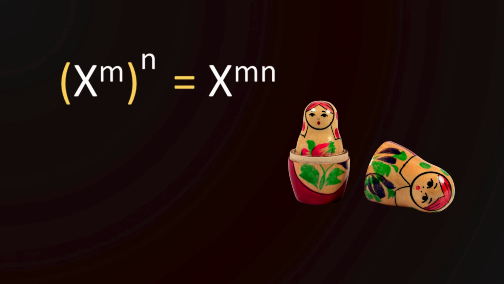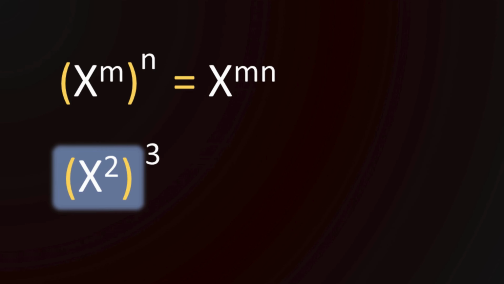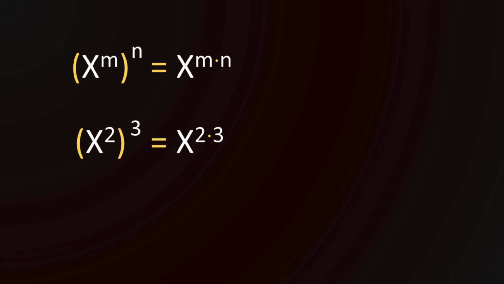For example, what if you have x squared cubed, which means the entire x squared term is raised to the third power? Well, our law tells us that we can simplify that by multiplying the exponents together. It is just like x to the power of mn, which means m times n. Therefore, it can be written as x to the power of 2 times 3, which is 6. Want to see how it works?